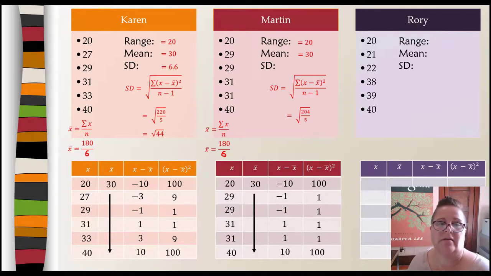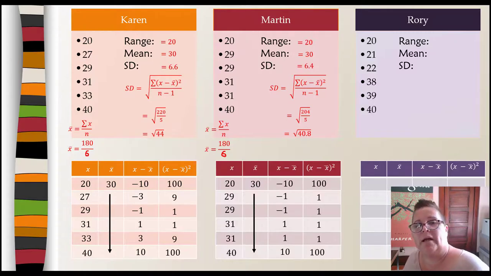Sorry. Okay, so 204 divided by 5 is 40.8, and I'm going to need to take the square root of 40.8. Again, I don't know what that is. It's not going to be a very nice, neat number. That's why we have our calculators. I do, however, know that 40.8 is between the perfect squares of 36 and 49. And the square root of 36 is 6, and the square root of 49 is 7. So this has to be between 6 and 7, and when I take the square root, I get 6.4.